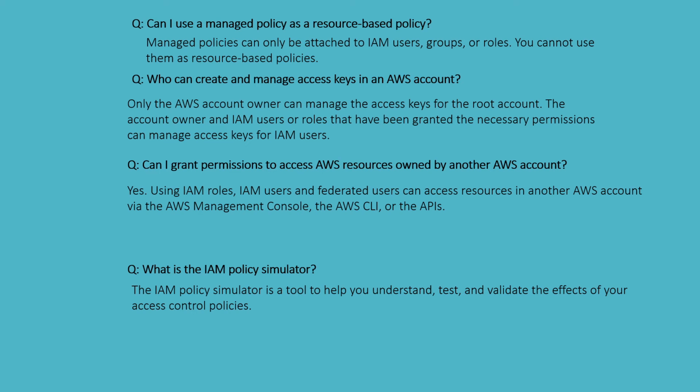Can I grant permission to access AWS resources owned by another account? Yes, use IAM roles. IAM users and federated users can access resources in another AWS account via the AWS Management Console, AWS CLI, and APIs. What is the IAM Policy Simulator? The IAM Policy Simulator is a tool that helps you understand, test, and validate the effects of your access control policies.